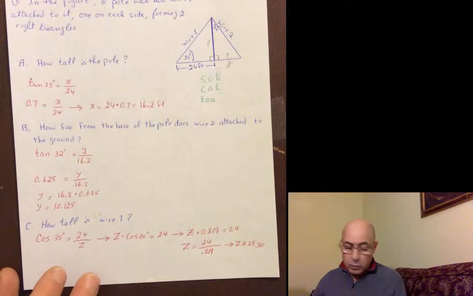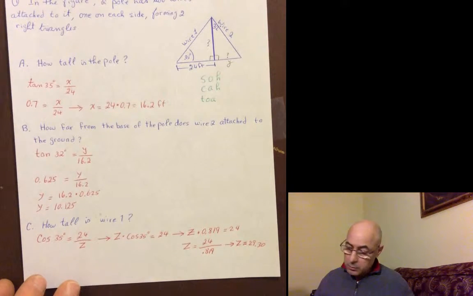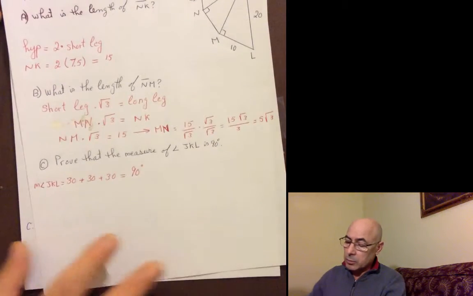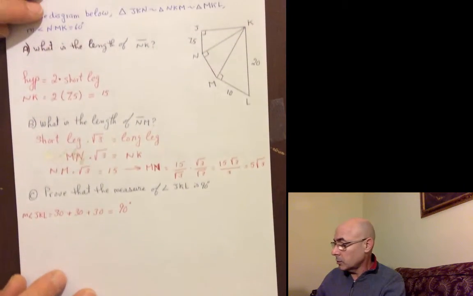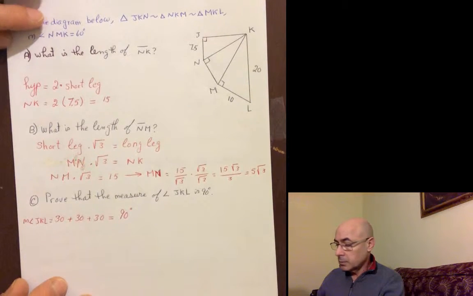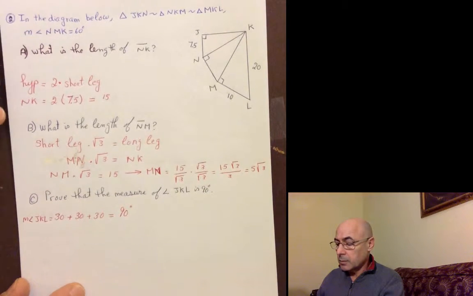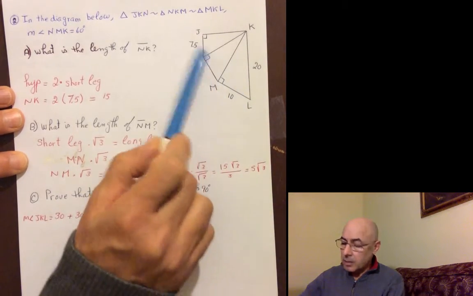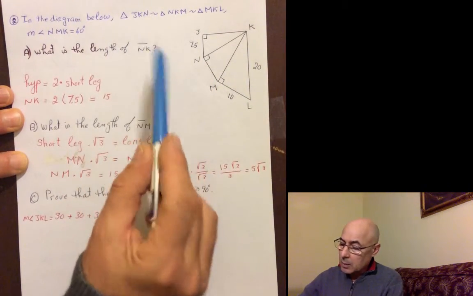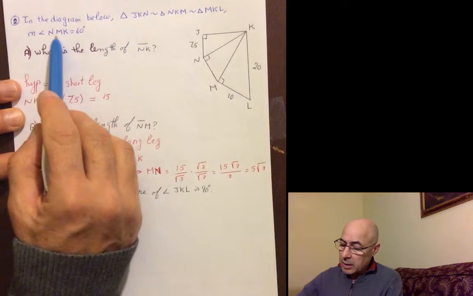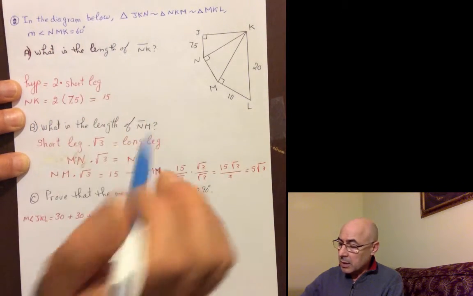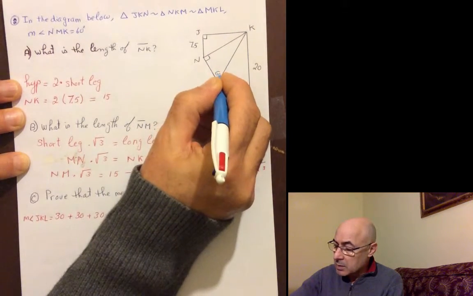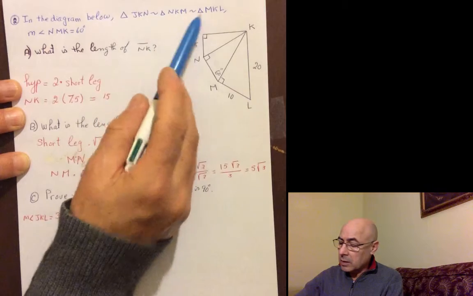For example 2, this is example 2 or problem 2. On problem 2, we have three similar triangles and measure of angle NMK equals 60 degrees. NMK, this angle is 60 degrees. These three triangles are similar.